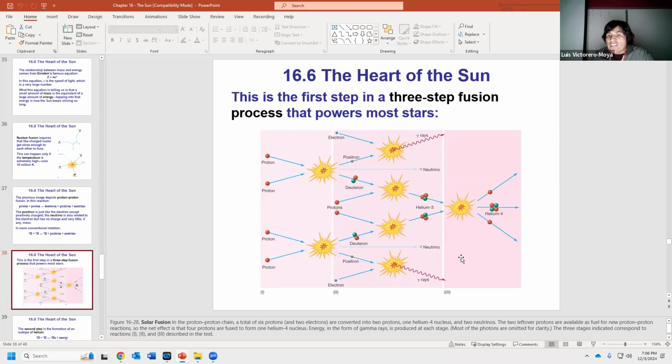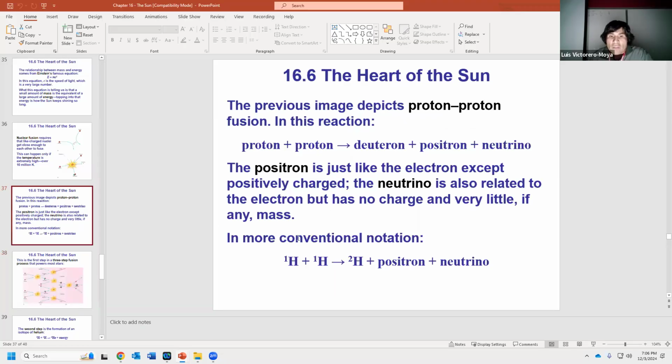That's why we can detect solar neutrinos, right? These are very hard to detect, by the way. Detectors for solar neutrinos are normally found underground, okay? So going back to this, hydrogen 1 plus hydrogen 1 give you deuterium plus a positron plus a neutrino.